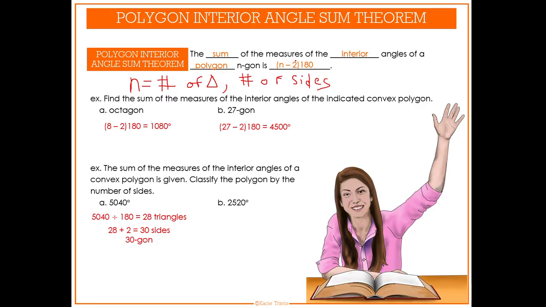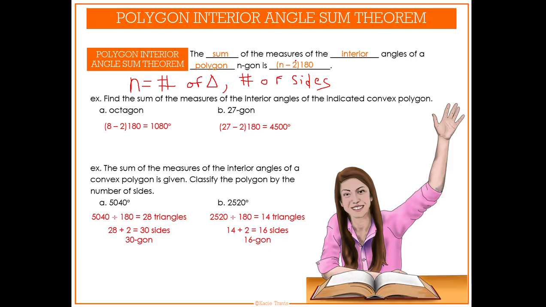This total sum is less than that, so it's probably going to be a little less. Let's start with that same step: we divide that total amount by 180. That gives us 14 individual triangles. We then take that 14 and add 2 to it to give us 16 sides, which gives this a 16-gon. So you can use this formula backwards or forwards to find any of the things that we want. We can find the number of sides. We can also use what we know about the angles in the shape to find each of the individual angles. We'll get into that a bit later.